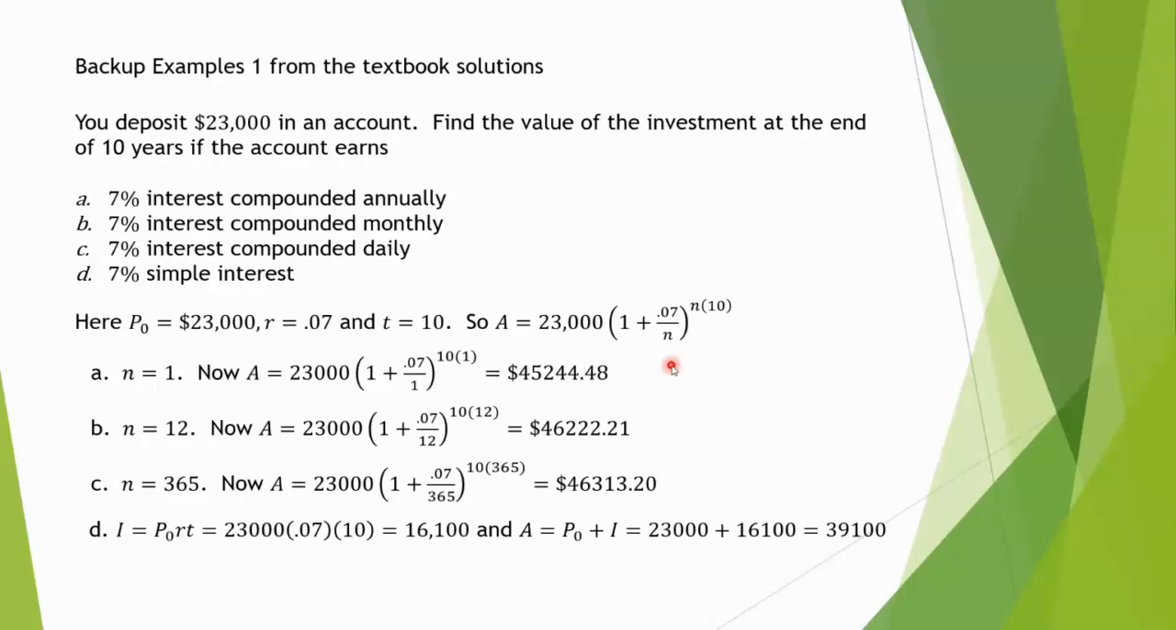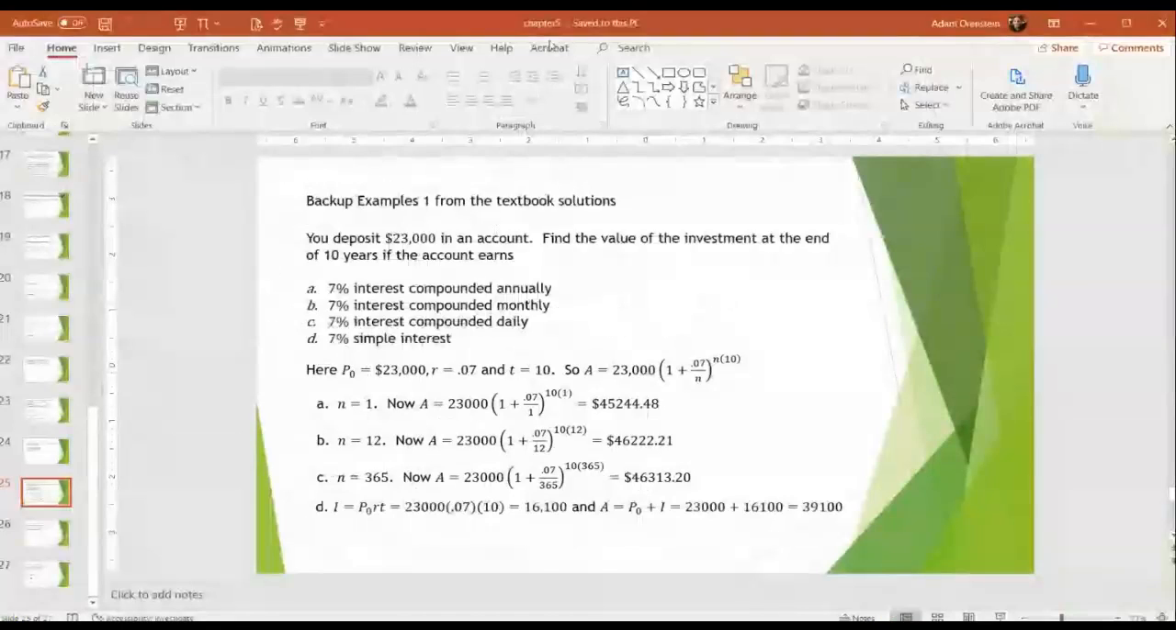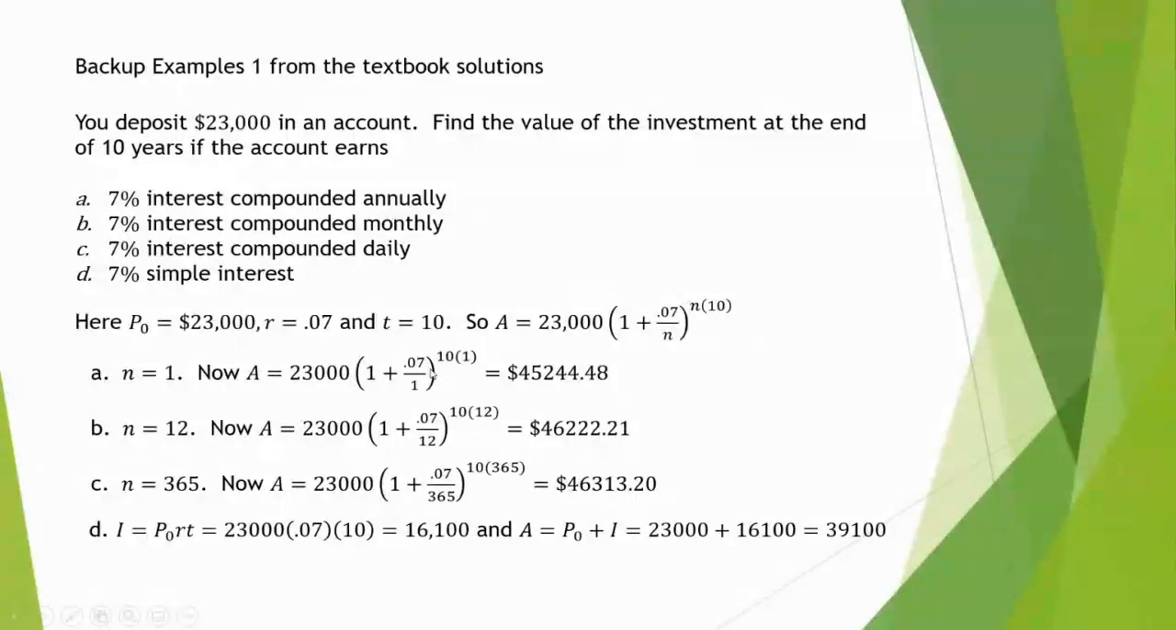In the first case, it's compounded annually, so N is 1. Just want to make sure it was on. So we get A is this. Again, we're using this formula, N is 1, and this is what we end up with.